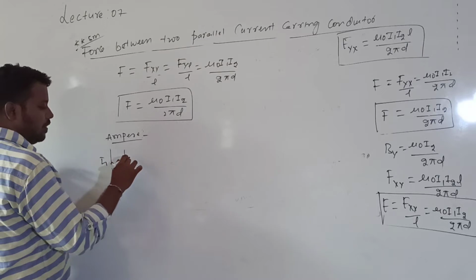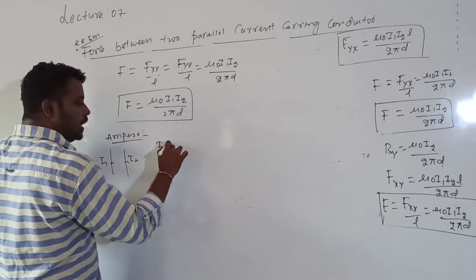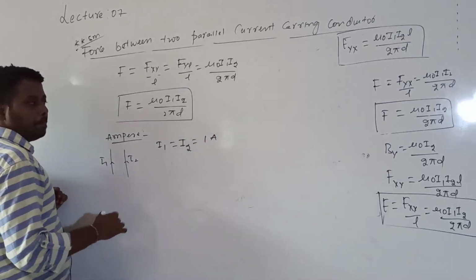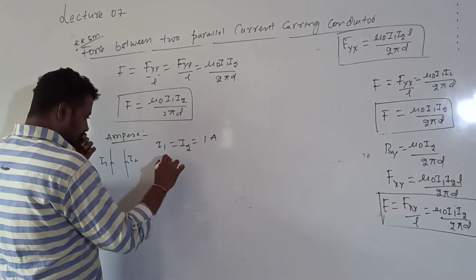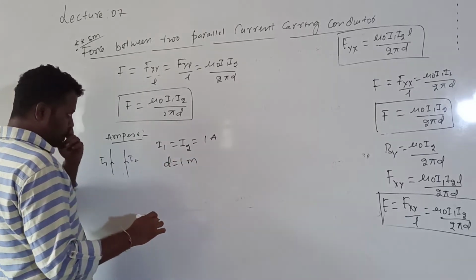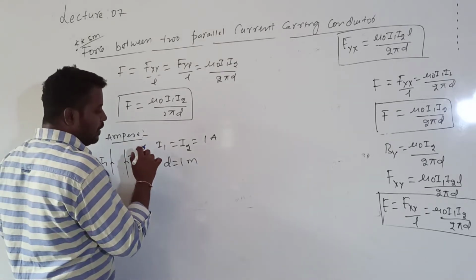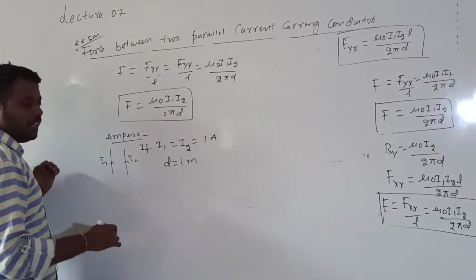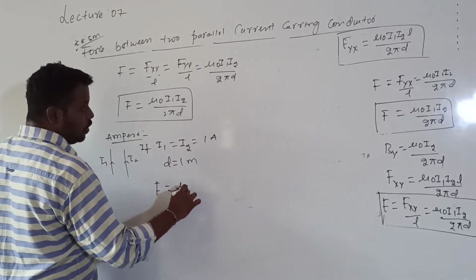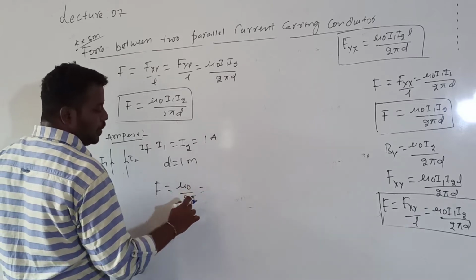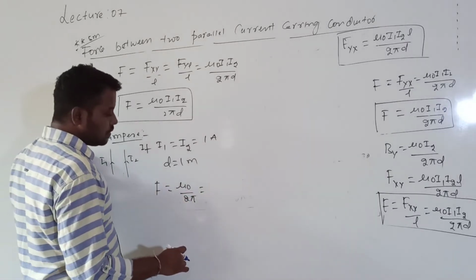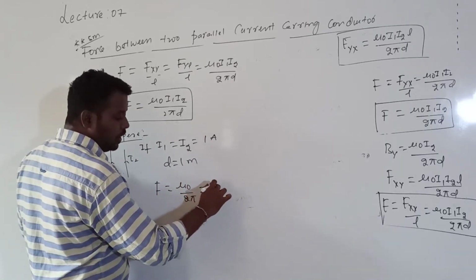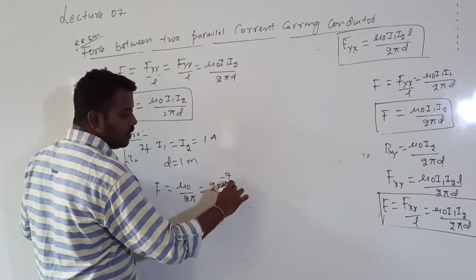So current values I1 and I2. The current passing through the two conductors is said to be 1 ampere if I1 is equal to I2 is equal to 1 ampere, and d is equal to 1 meter. If I1 is equal to I2 is equal to 1 ampere and d is equal to 1 meter, then what happened to F? F value is mu naught by 2 pi. We know mu naught by 4 pi value is equal to 10 power minus 7. So mu naught by 2 pi value is 2 into 10 power minus 7 Newton per meter.